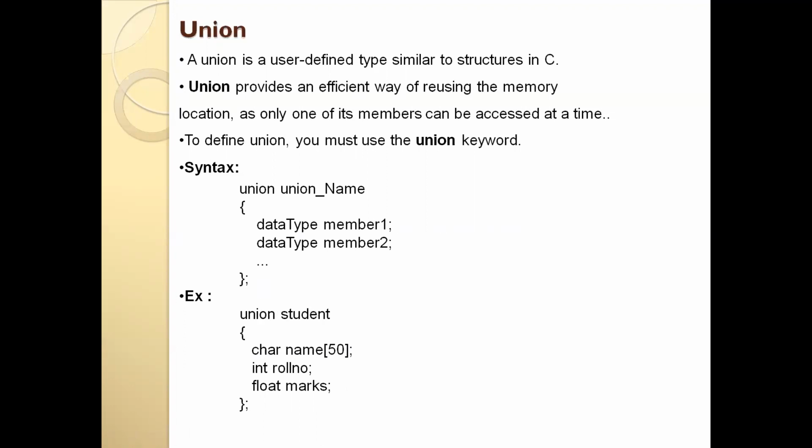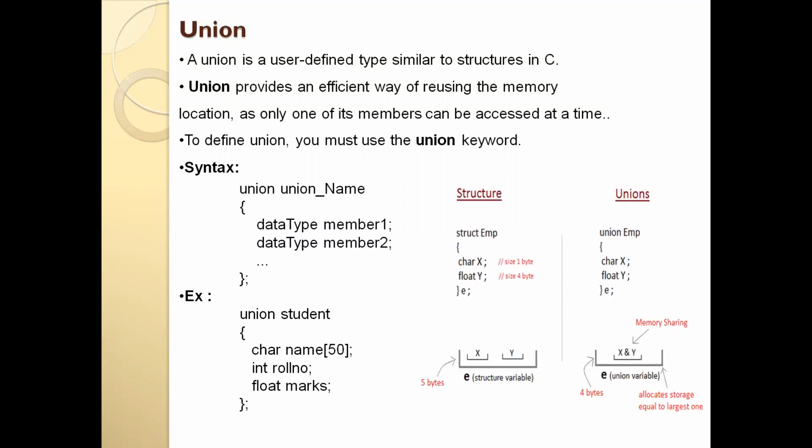Now see how the memory will be allocated for this union. Just like a structure, whenever you define the union, the memory will not be allocated. Whenever you create a variable of type union, then only the memory will be allocated for the members of the union. So just like structures, whenever you declare a structure type or write a union, the memory will not be allocated. Whenever you create a variable of type union, then only the memory will be allocated.